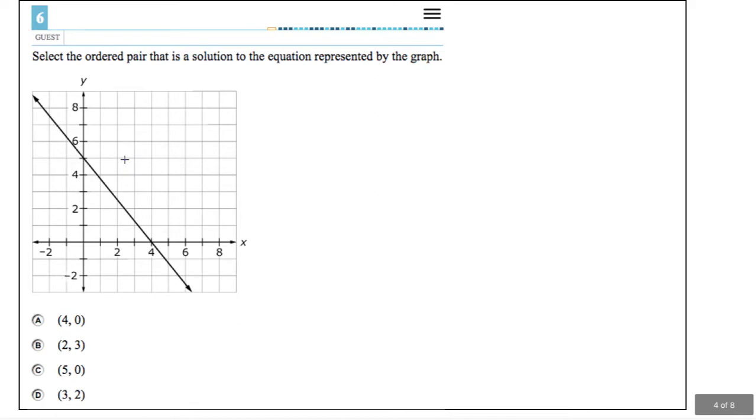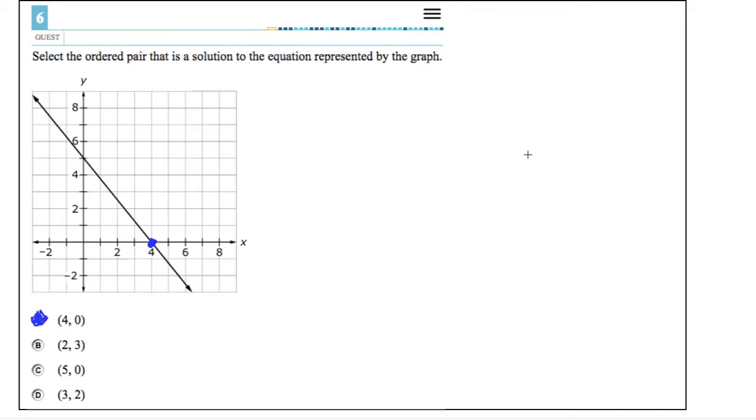All right, number 6. This one you do know how to solve, so go ahead and pause the video now and try it out. All right, so you've unpaused the video. We need to find an ordered pair that is a solution represented by this graph. So this is a fancy way of saying which of these points are on this line. Well, 4, 0 is right there, so immediately the answer is A.